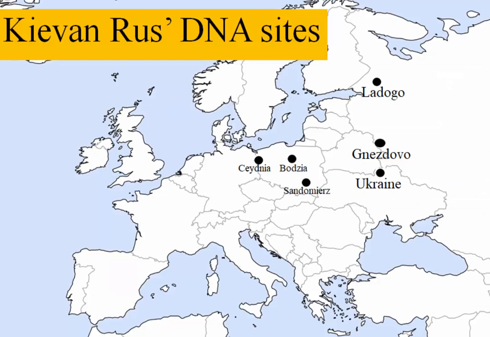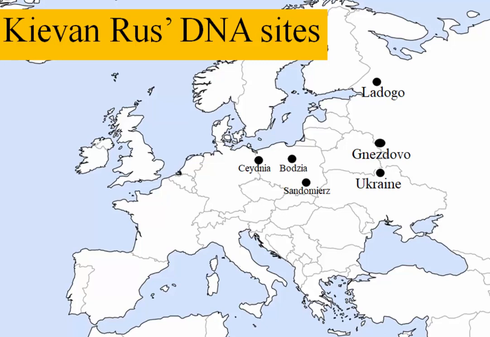So this map shows the sites that the Kievan Rus DNA samples I'm going to be looking at come from. There's 3 sites in Russia, 2 in Ukraine, and then a handful in Poland. The ones in Poland aren't in Kievan Rus territory, but they were Kievan Rus nobility who were buried in Poland. All of these DNA samples date to about 1000 AD.